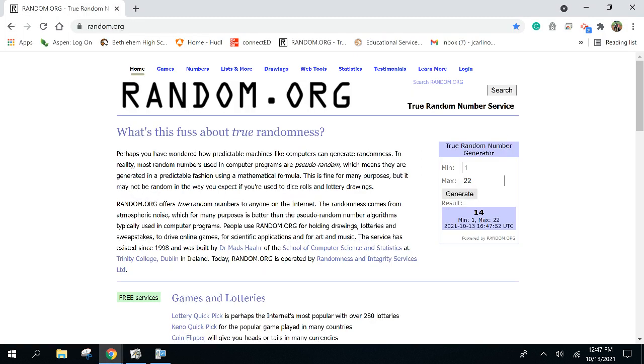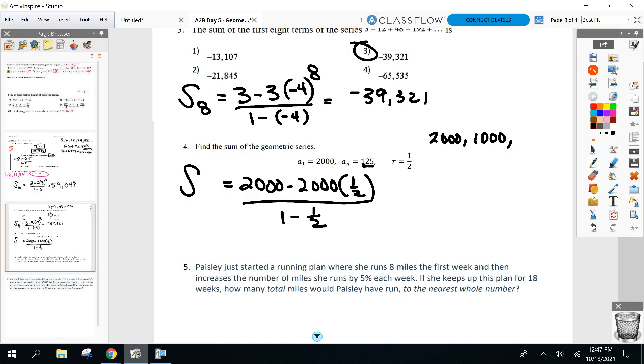What's the third term? Ava, what's the fourth term? 500. 250. 125. Oh, found it, right? So that's the way I'm going to have you do it. It shouldn't be so obnoxious that you don't hit it pretty soon. So what term is 125? Fifth term. So you're going to find the sum of the first 5 terms, and there's your n value.